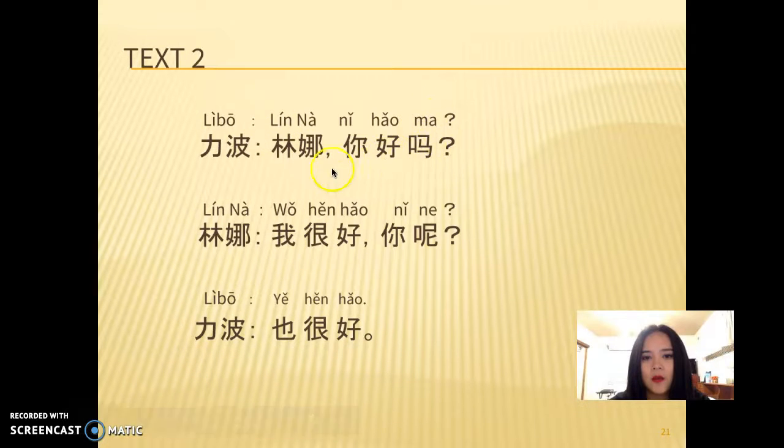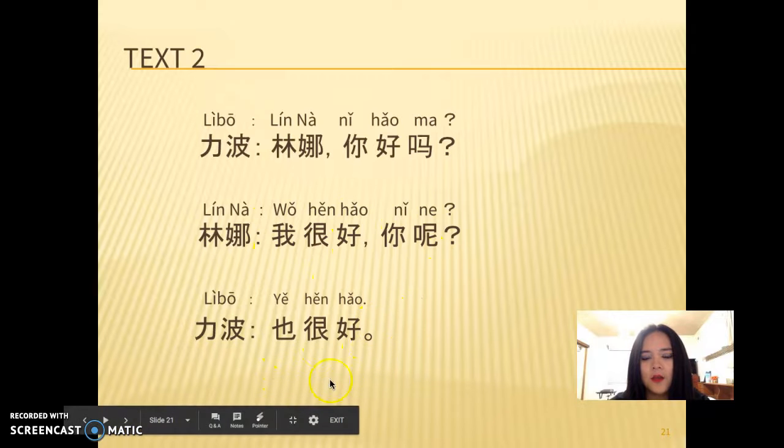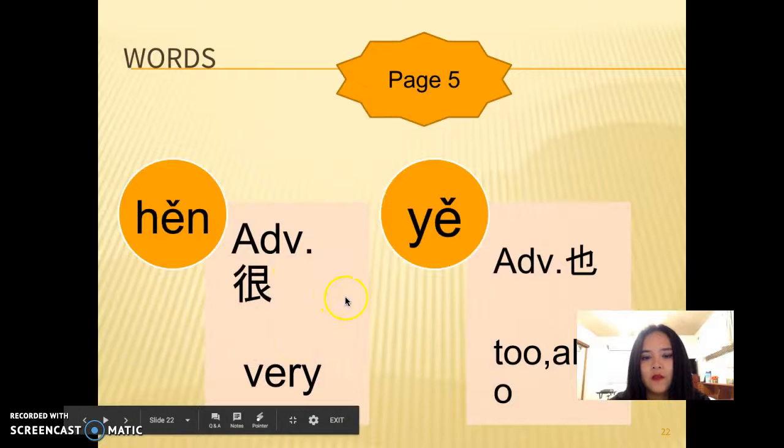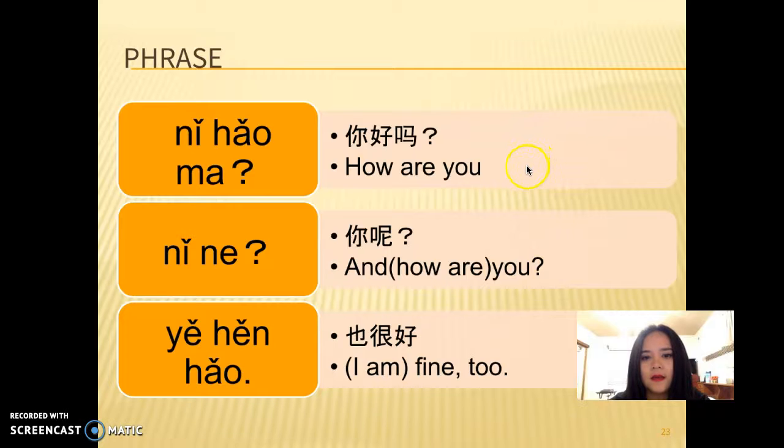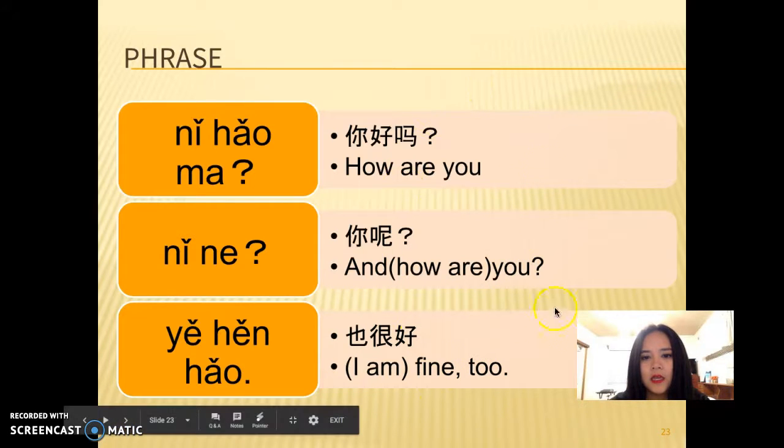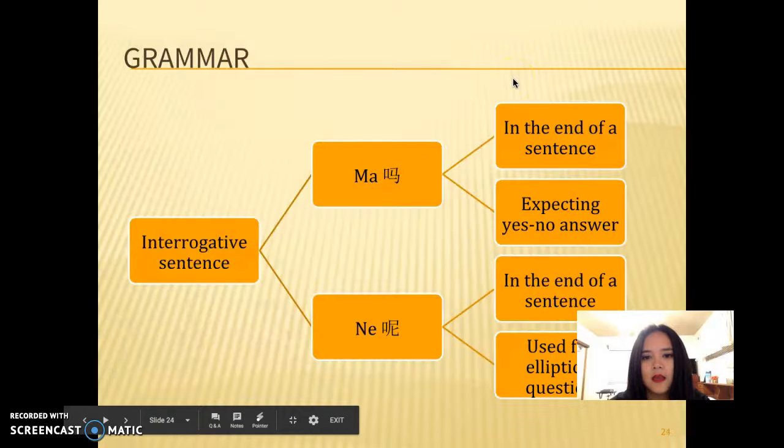We put ma here. 你好吗？你好吗 means how are you? 我很好 means I'm very good. 你呢 means and you. 也很好 means also very good. 也 means also. So now there are 2 new vocabularies. 很 very, 也 too, also. 你好吗？你呢？也很好. These are 3 key phrases.